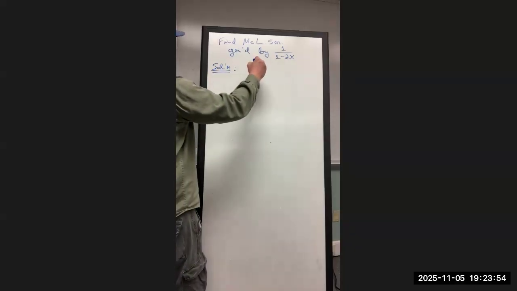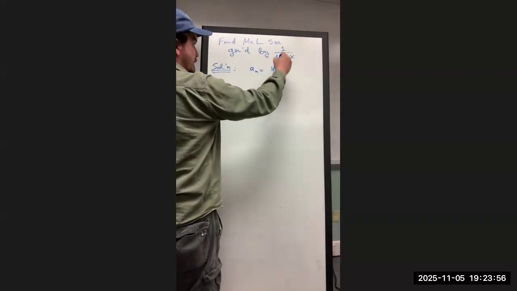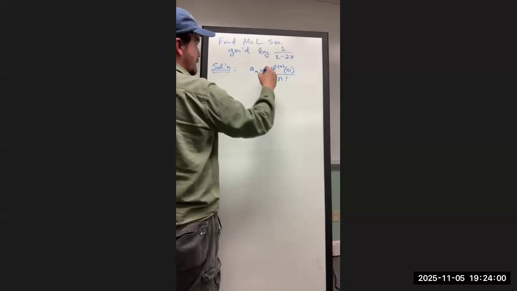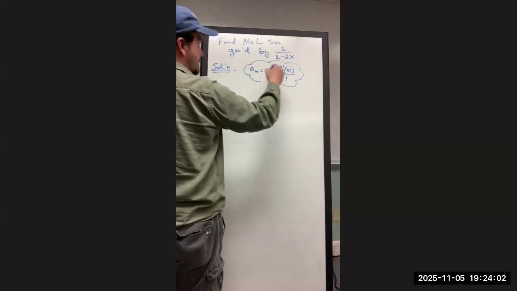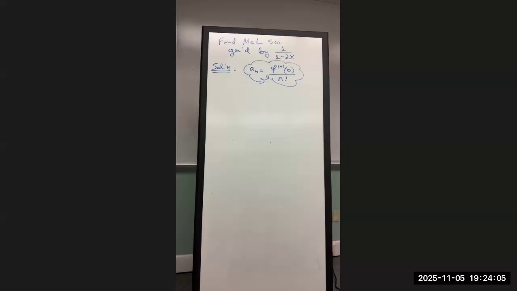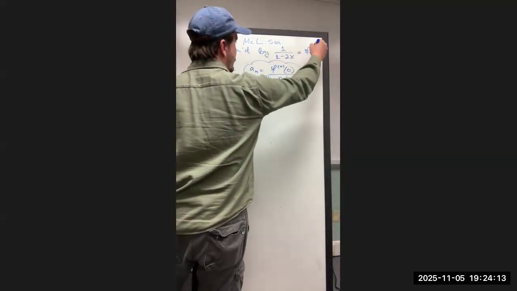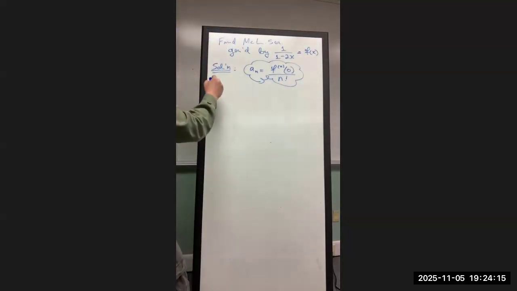So remember, I made this mistake before. The general coefficient for a Maclaurin series is given by this expression, this equation. So I'm going to need a number of derivatives of f so that I can figure out the pattern. In this case, this is our f. So we'll take a few derivatives first.